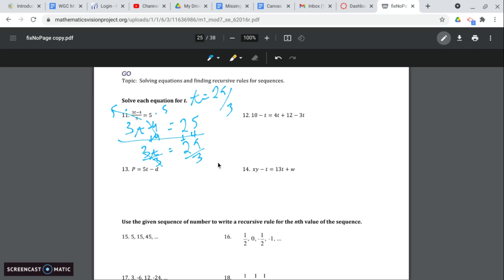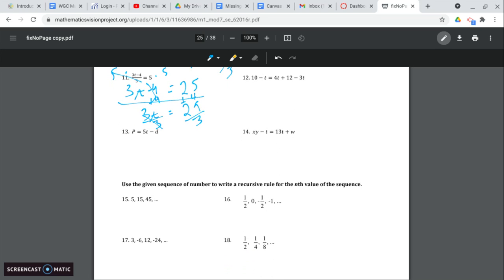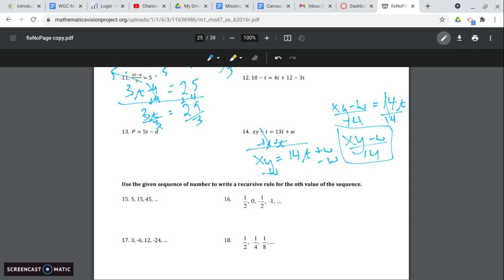In that one, we could actually solve it. We can actually solve in 12. In 14 and 13, these are literal equations, so we'll be rearranging the equation. In 14, I'm going to add t over. So we have xy equals 14t plus w. Subtract the w. Now I have xy minus w equals 14t. Divide by 14. So (xy minus w) all over 14 is what t equals.